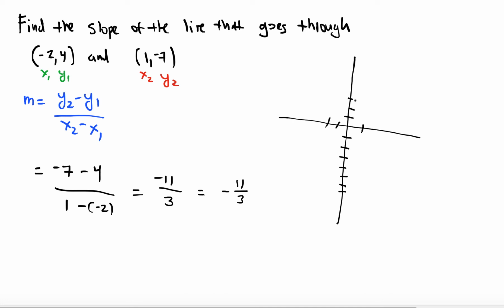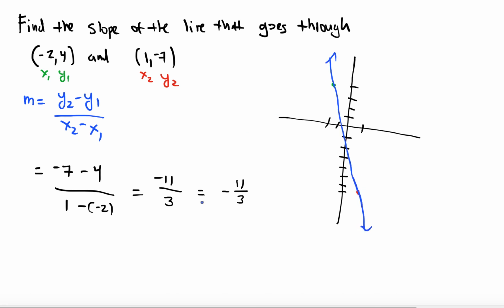So what do we have going on here? We have the first point, which is at (-2, 4). We have the second point, which is at (1, -7), right? And then we can just connect these two points and draw our line, just a rough little sketch here.